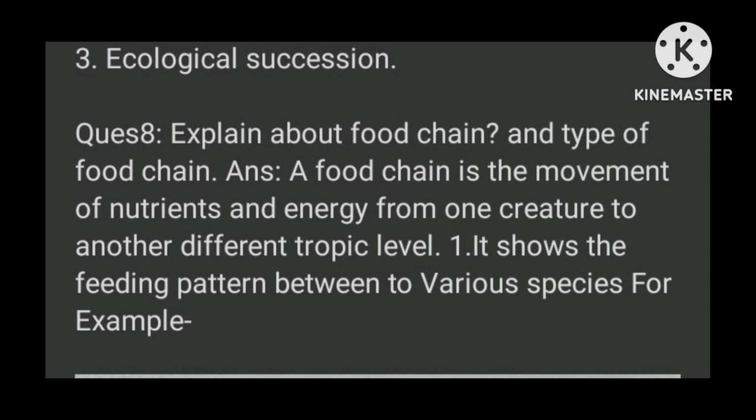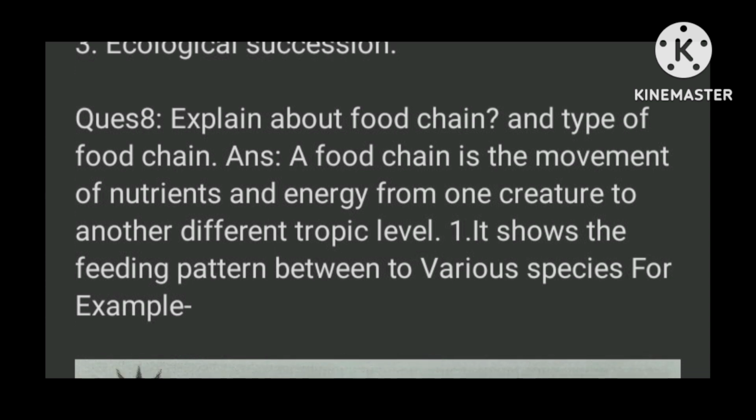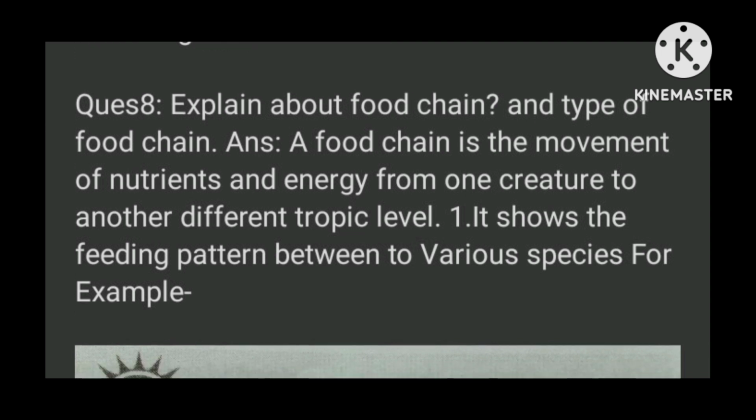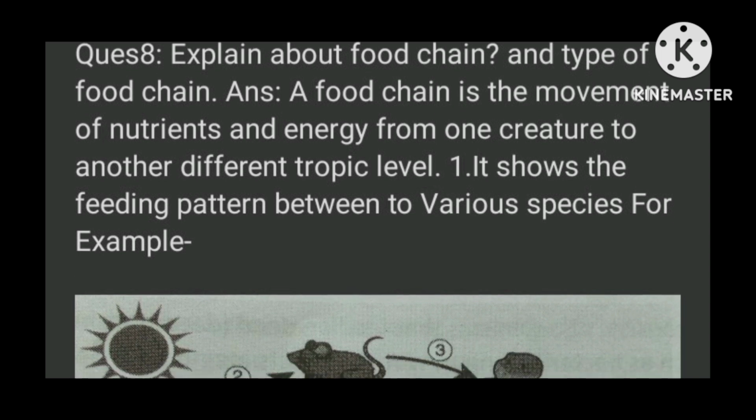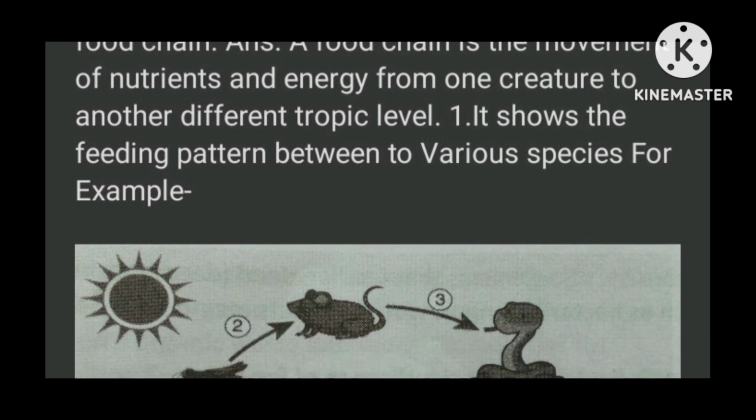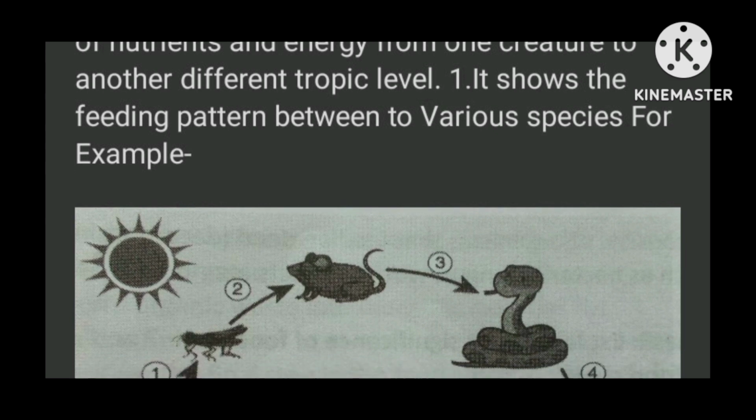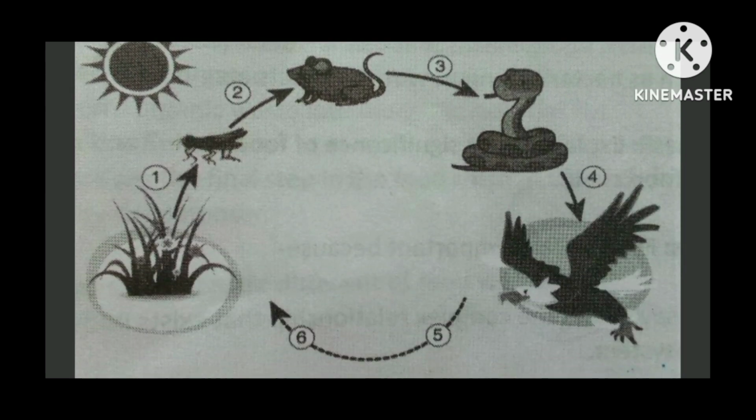Question number 8. Explain about food chain and types of food chain. Answer. A food chain is the movement of nutrients and energy from one creature to another through different trophic levels. 1. It shows the feeding pattern between various species. For example, first, the grasshopper eats plants. Second, the rat eats the grasshopper. Third, the snake eats the rat. Fourth, the hawk eats the snake.